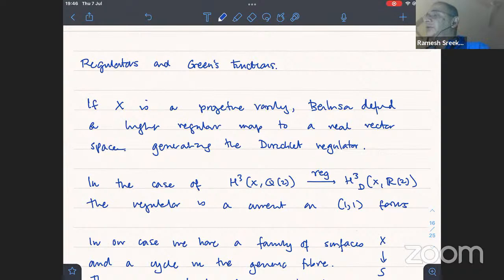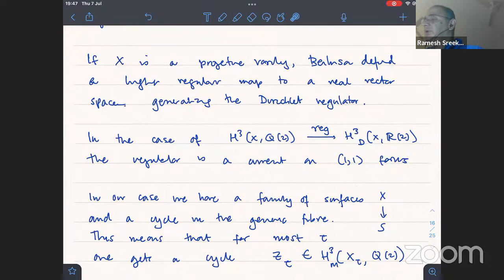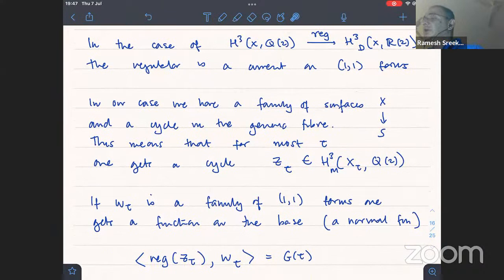Okay, so he defined, in our case of this motivic cohomology group, a regulator that goes through what's called the real Deligne cohomology group, H^3 Deligne of X with R(2), and it's a current on (1,1) forms. Right, so in our case, we have a family of surfaces and a cycle in the generic fiber. So what does it mean to be a cycle in the generic fiber? It means when I restrict to most special fibers, I'll get a cycle there.